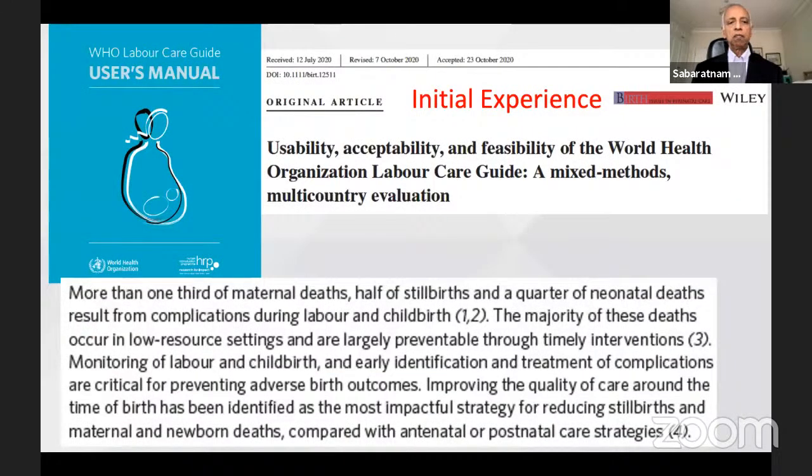And they feel that's important because more than one third of maternal deaths, half of stillbirths and a quarter of neonatal deaths result from complications during labor and childbirth. The majority of these deaths occur in low resource settings and are largely preventable through timely interventions, and monitoring of labor, childbirth, and early identification and treatment are critical for preventing adverse birth outcomes. So this is what they are proposing. And this book will give you examples of how to use the labor care guide.